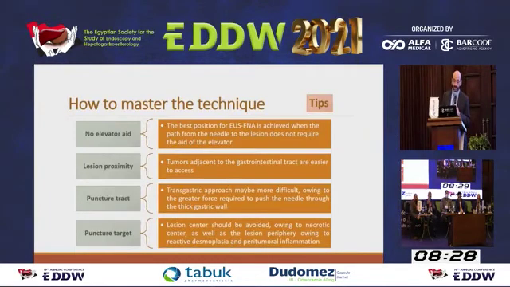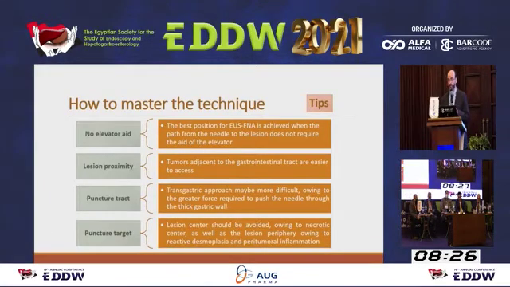The third point is how to master the technique. We have many tips to get a good FNA. The first step is no elevator aid. When you achieve a position, you can go with the needle without movement of the elevator, just by going with the big wheel up and down. It makes it easy to do fanning and easy to acquire the biopsy.